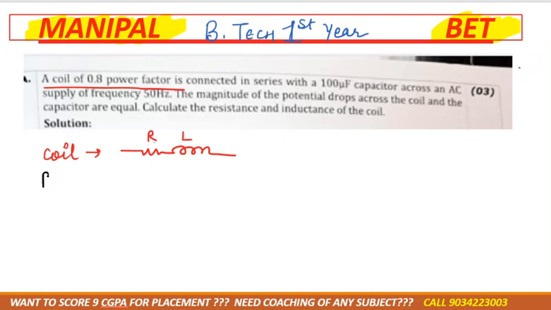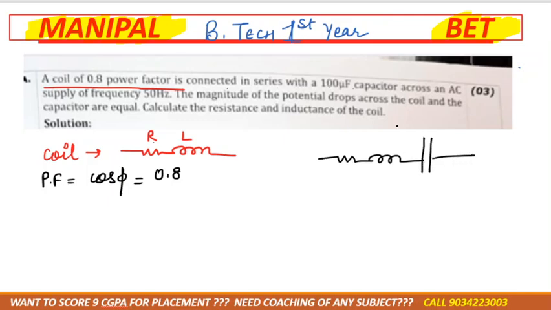Next is the power factor. Power factor is cos phi, and cos phi is 0.8, connected in series with a 100 microfarad capacitor. It means the coil, R and L, is connected with a 100 microfarad capacitor across an AC supply. Remember I told you the AC supply needs to be drawn like this. So the RL value we don't know, but they give you the value of the capacitor, 100 microfarad. Write it down as it is.